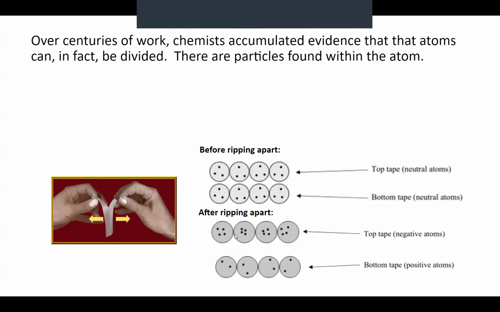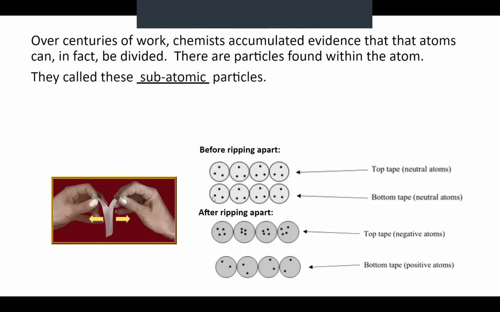Now, as to which tape received the electron or which tape lost the electron, it doesn't really matter, and you wouldn't have had any direct evidence of which is which in that lab. But let's say hypothetically in this diagram here, after ripping apart, the top tape now has 4 electrons per atom, whereas it began with 3, and the bottom tape has 2 electrons, whereas it began with 3. So the top tape gained an electron from the bottom tape.